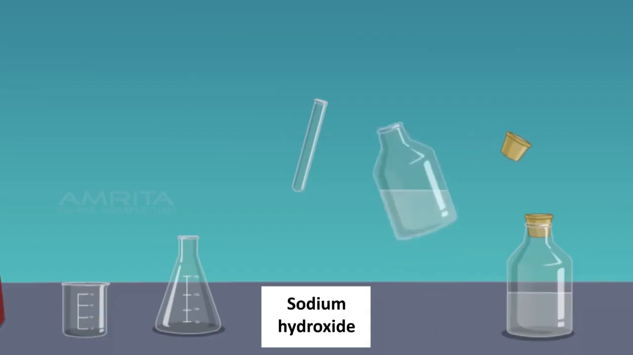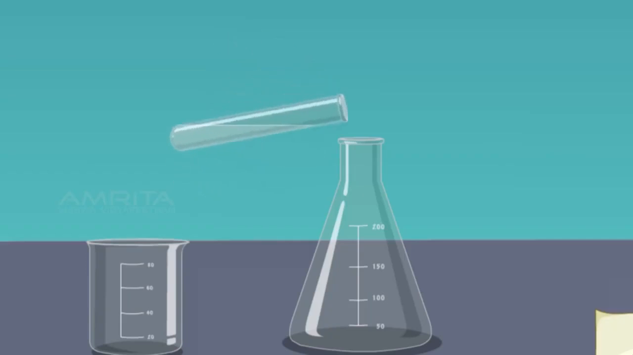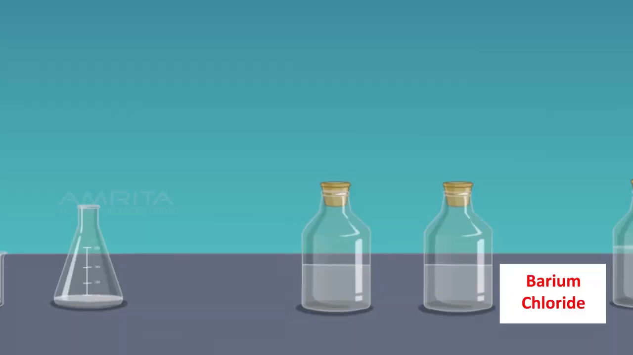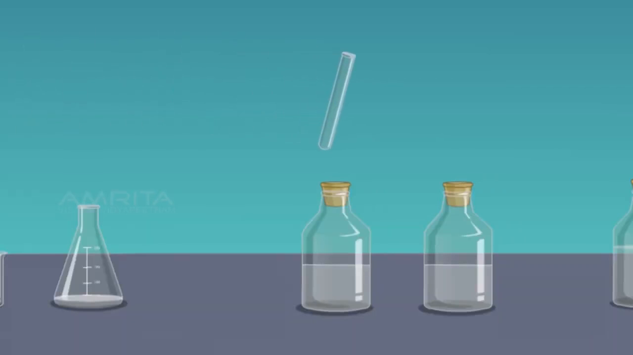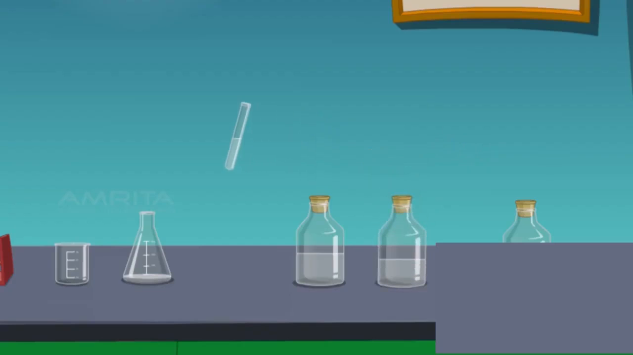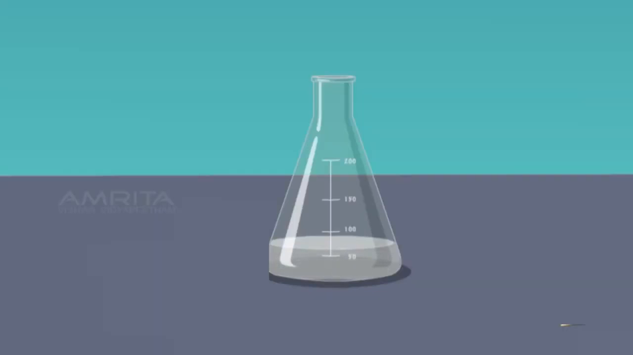Let's continue now with our sodium hydroxide, and there goes. Put the sodium hydroxide into the flask. This time we're going to get some barium chloride. So the barium chloride goes into the test tube, into the flask. And once again, no reaction has occurred.